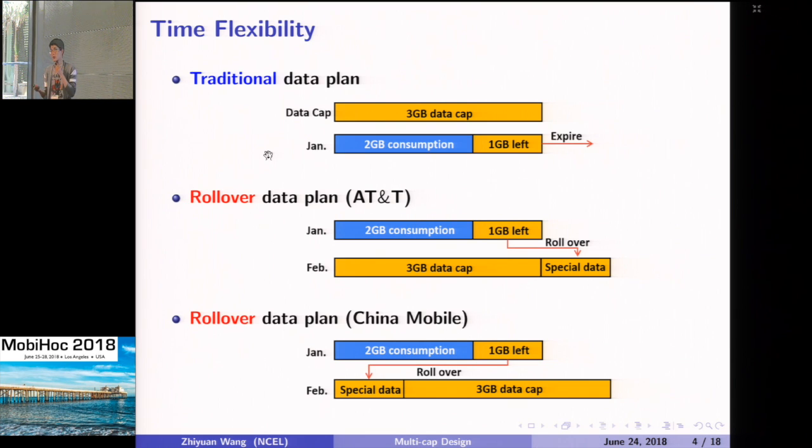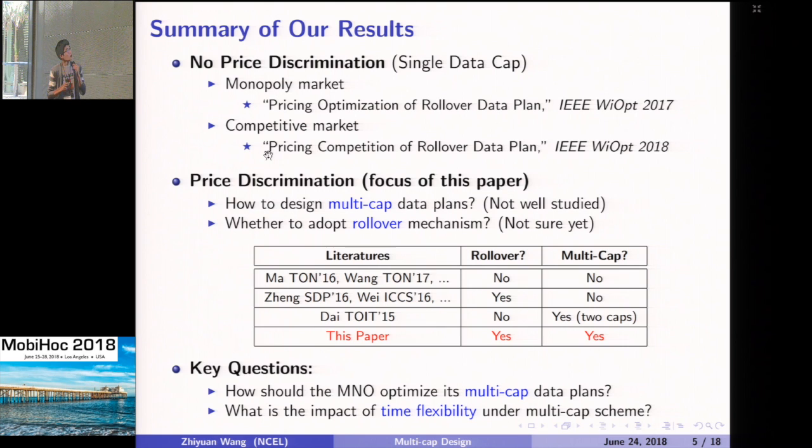So in our previous work, we focused on the case without price discrimination. In other words, we only considered a single cap, and we looked at this problem in both monopoly and competitive markets. In this work, we will focus on the case with price discrimination, with multiple data caps. Through this work, we try to answer the following two key questions. The first, how should the operator optimize the multi-cap data plan? And what's the impact of time flexibility under the multi-cap scheme?